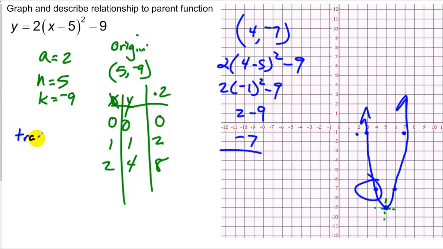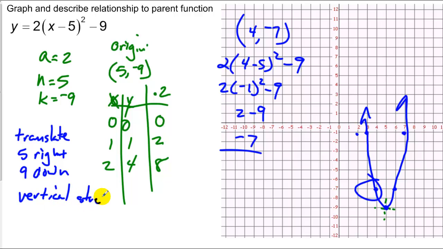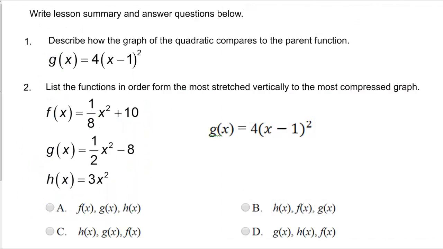Translate. We went 5 right, 9 down, vertical stretch, factor 2. Again, this is a lot like our square root lesson. We're not plugging in straight points anymore. We're using the concept of translations to do our graphs. Write your lesson summary, answer these questions, and we'll discuss this more tomorrow.